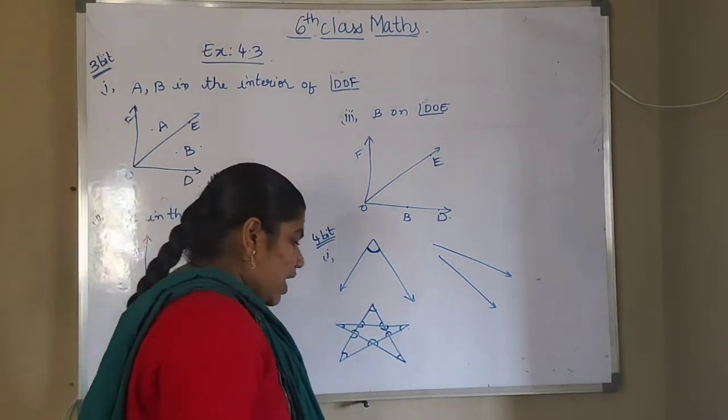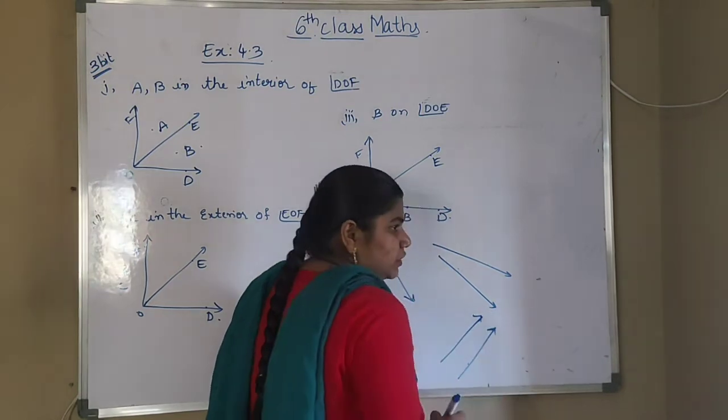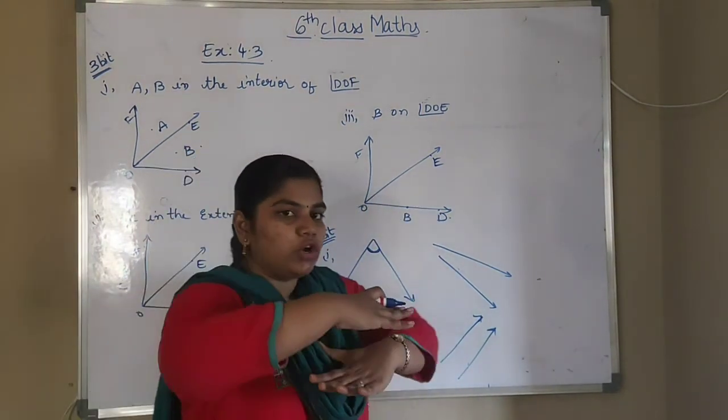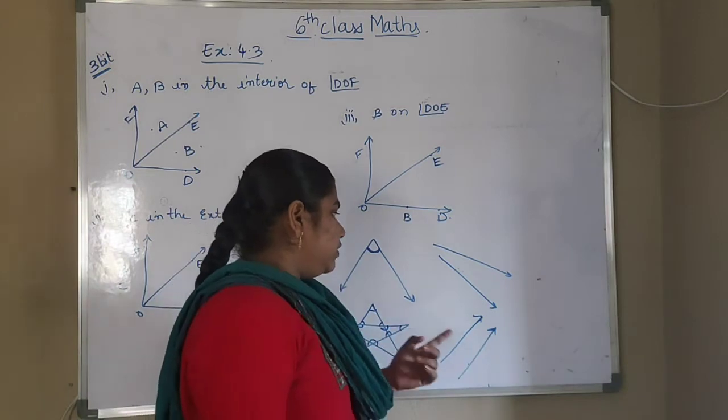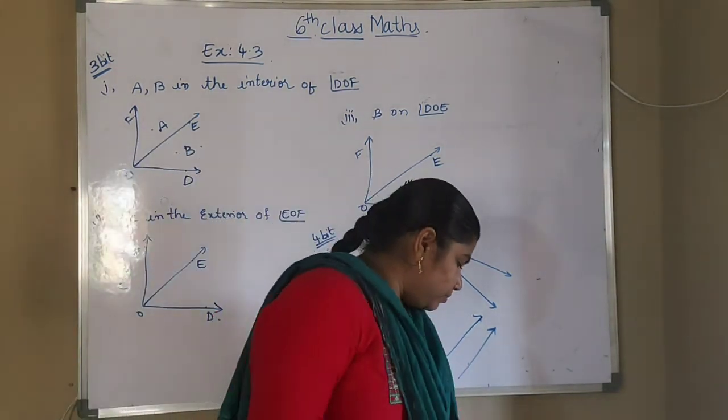Okay. Now the last one. Parallel lines. In parallel lines it will not form an angle because they go on straight. So in this case also you don't have any angle. So this is our fourth bit.